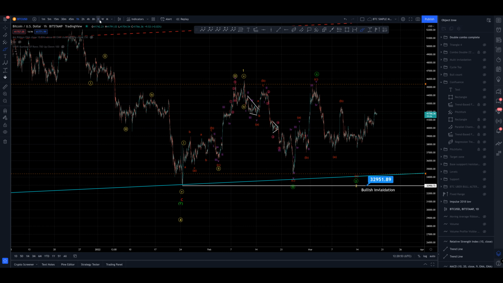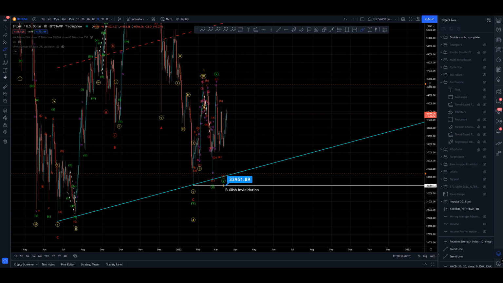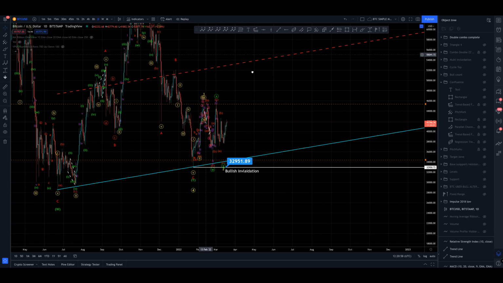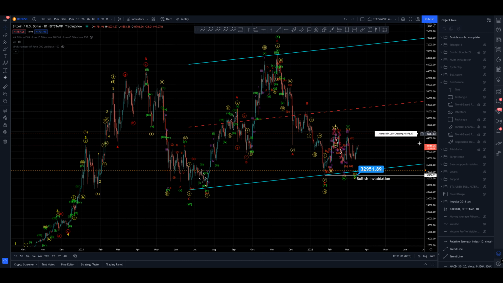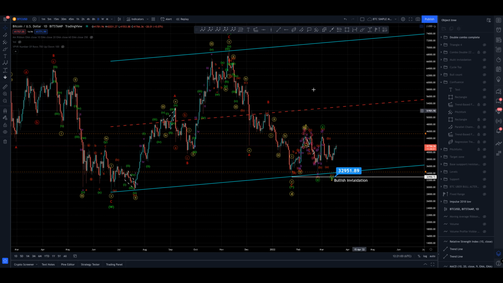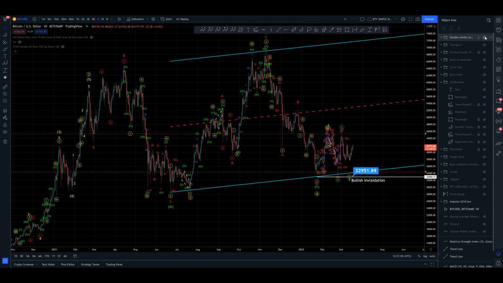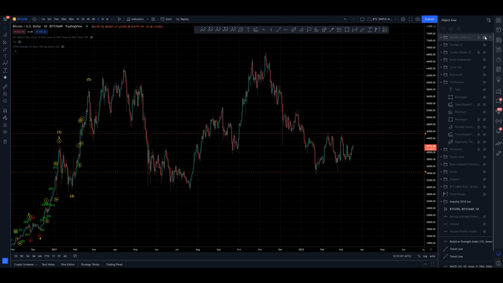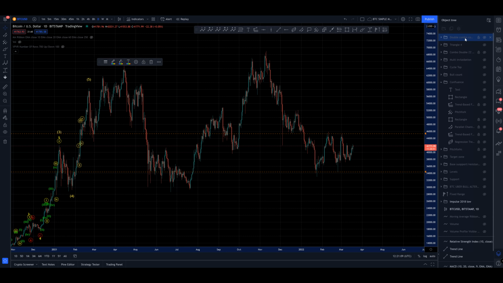So let's zoom back out and have a look at what I find more compelling. And it's a real struggle to decide which one I should put ahead of the other at the moment. This is definitely going to be alternate count. So what I'm just going to do now is come in and relabel this. Alternate bullish.